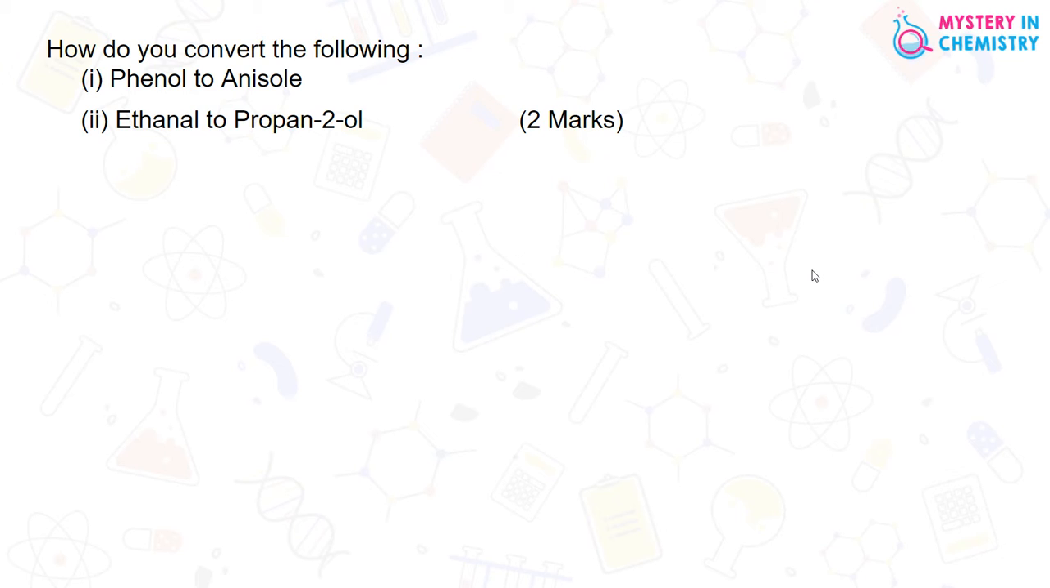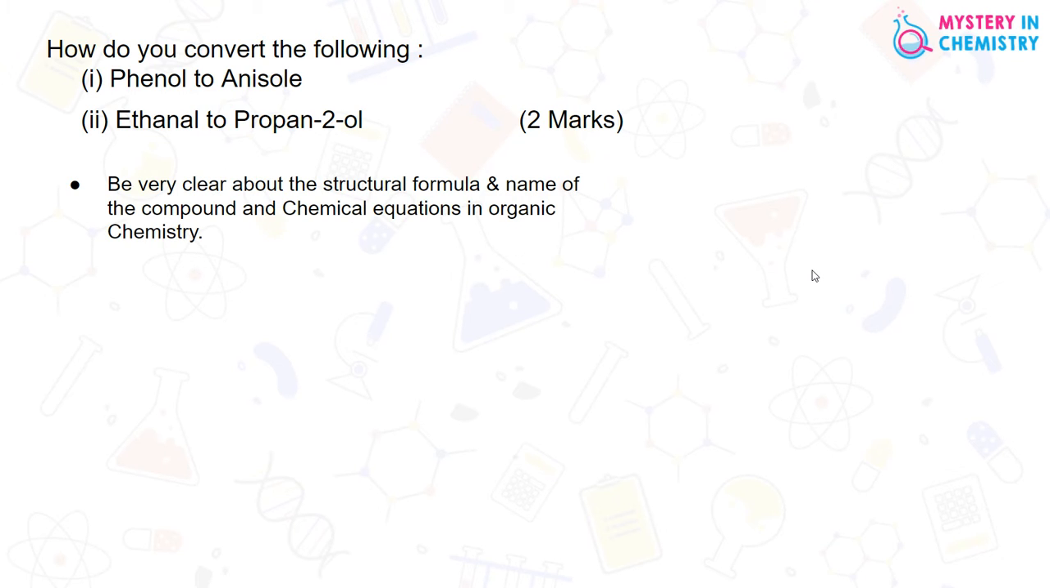For all organic chemistry questions, you need to be very clear about structural formula, name of the compound, and chemical equations. It is because 90% of the answer in organic chemistry can be expressed in equations. Even the examiner is looking for the right equation and formula. That means if the equation is correct, whatever you have written is correct.